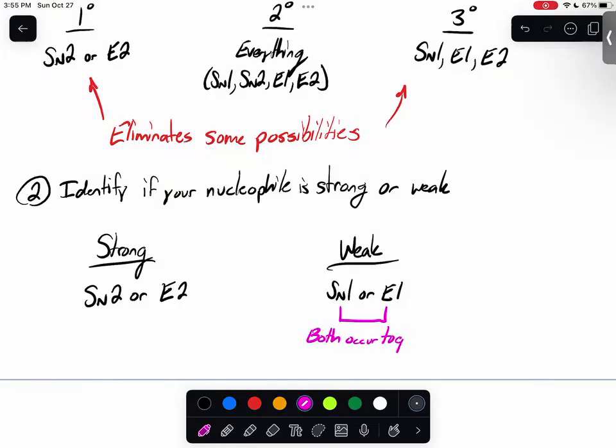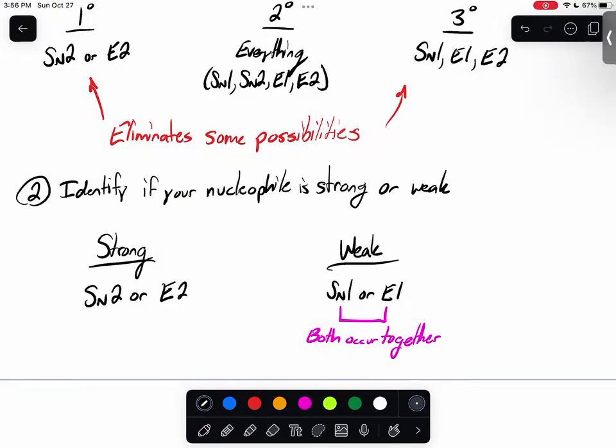So in reality, you don't have to try to weigh which one of those is going to be more prominent, because both of them are going to happen at the same time. On the other hand, with those strong nucleophiles, SN2 or E2, sometimes this eliminates all your possibilities and narrows it down to one. But there's one issue, and that is, say it's a secondary or a primary leaving group. Both of those can do SN2 or E2.